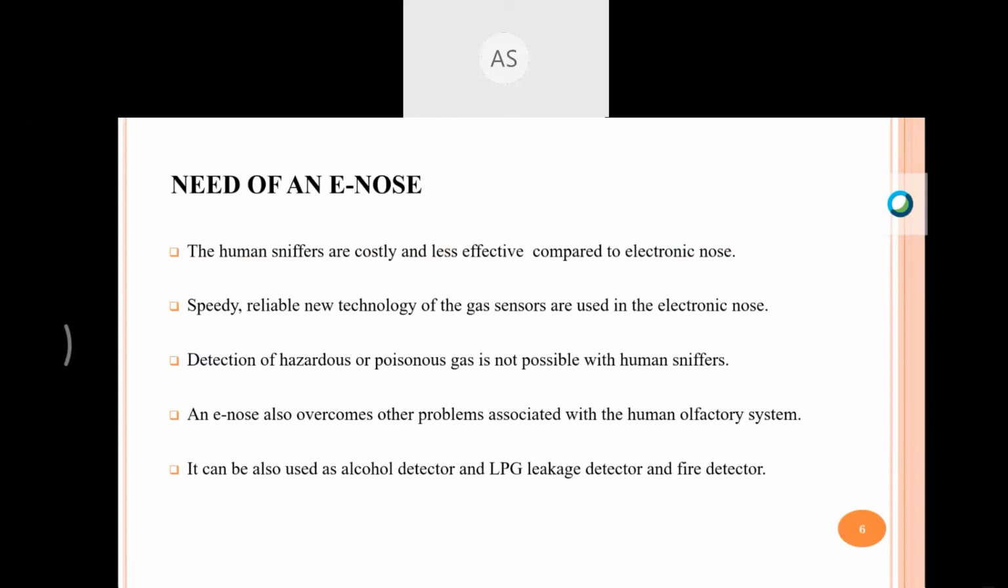For example, there may be a great chance of difference in the values got by each individual human being. It can also be used as an alcohol detector, an LPG detector, and a fire detector, which we'll be using in our project. And we can say that the results obtained by e-nose are fast and pretty much accurate. That's all for me. The next slide will be presented by my friend Kalyan Gogoi. Thank you, sir.